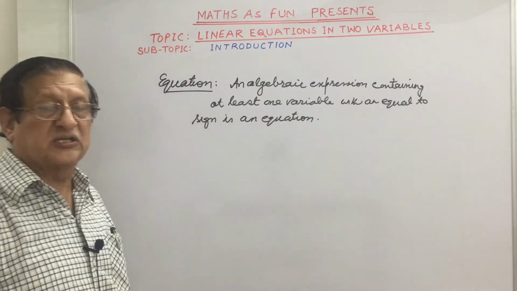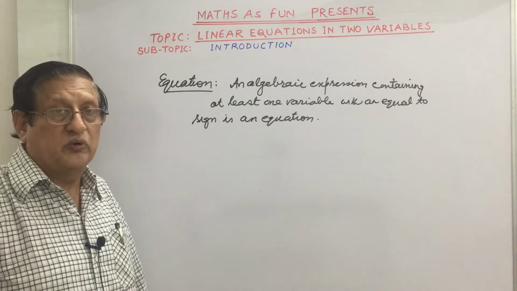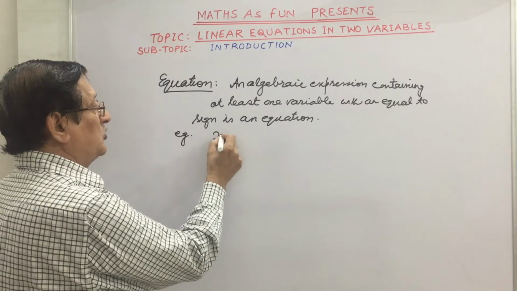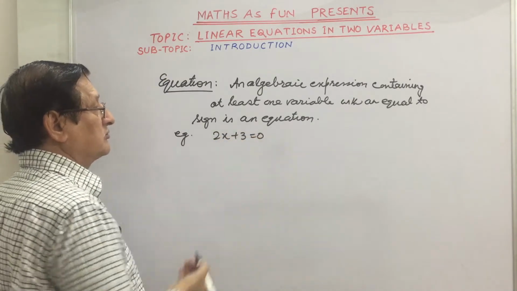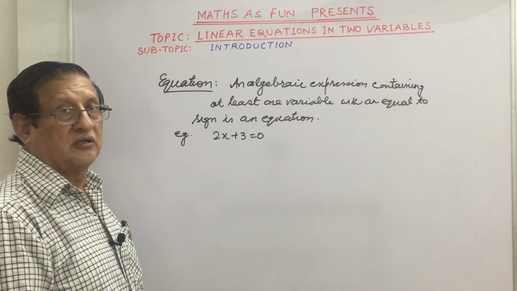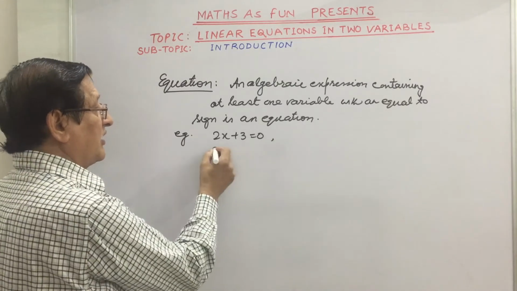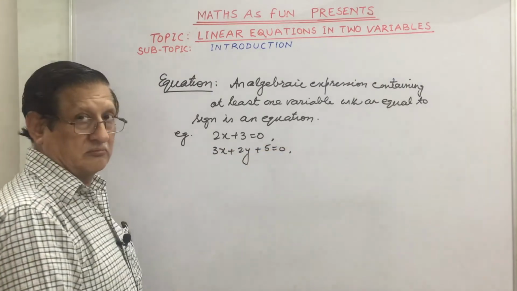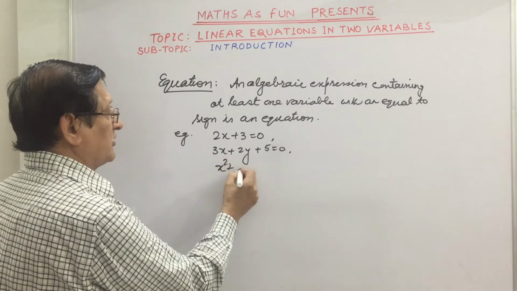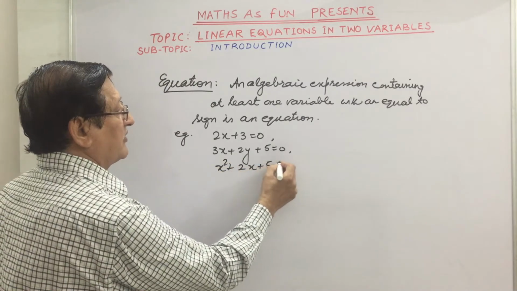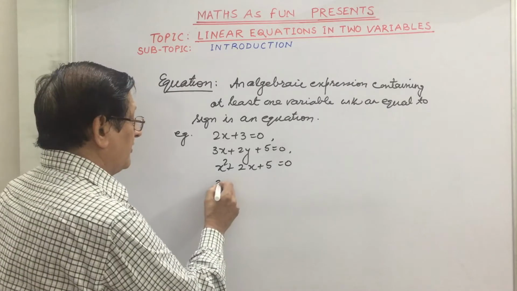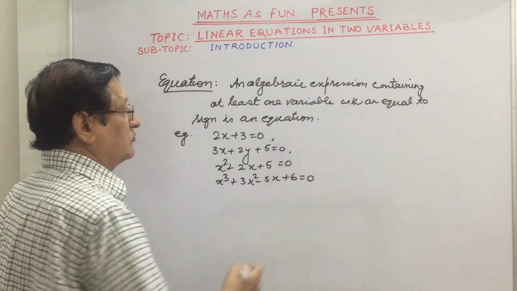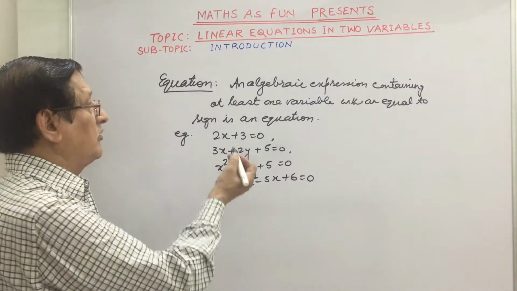It means there should be at least one variable, maybe more variables and some constants. For example, suppose I say 2x plus 3 equal to 0. This is an equation. Let's have some more. Like we have 3x plus 2y plus 5 equal to 0. Or we have x square plus 2x plus 5 equal to 0. Or we have x cube plus 3x square minus 5x plus 6 equal to 0. These are all equations.